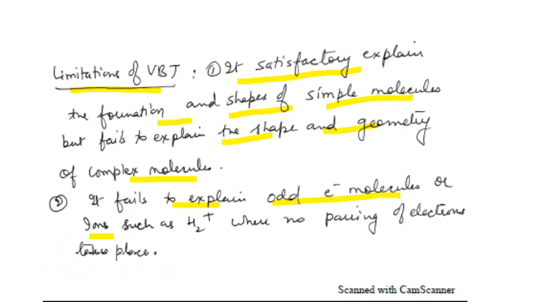For example, take the ionic species H2 plus. One electron goes, only one is left, where no pairing of electrons takes place. How does it exist in nature? So that becomes a limitation of the VBT. It doesn't explain odd electron molecule bonding or ions.